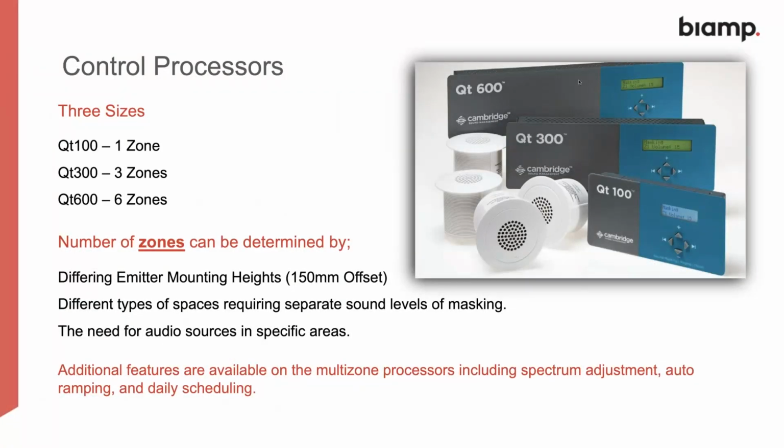So with those control processors then, they're called QT 100, 300 and 600, as I mentioned, because they deal with a single zone, 3 zones or 6 zones. And those number of zones can be determined by the differing emitter mounting heights with a 150mm offset, different types of spaces that require separate sound levels of masking, and the need for audio sources in specific areas, especially if we wanted to use the PA or music application, for example.